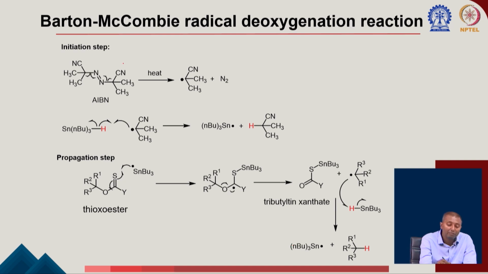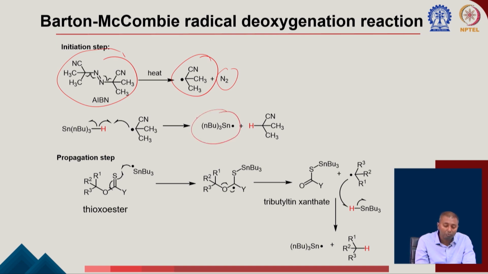What is happening? The first step is the initiation. AIBN is decomposed to generate this radical. After the expulsion of N2, it cleaves the tin-hydrogen bond to generate this tributyltin radical, which, very similar to the other reaction, the decarboxylation reaction here, interacts with this carbon-sulfur double bond to generate a radical species here.